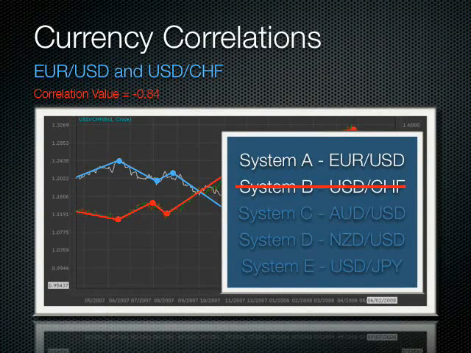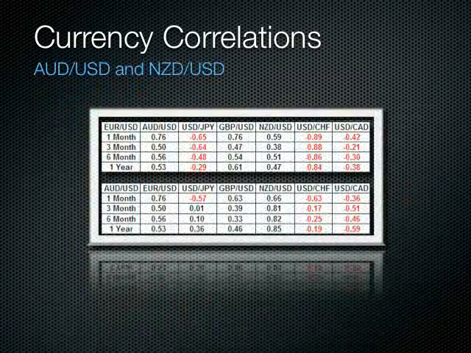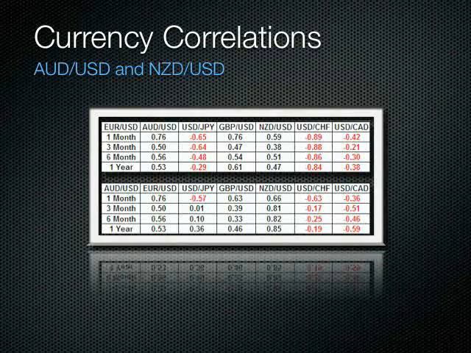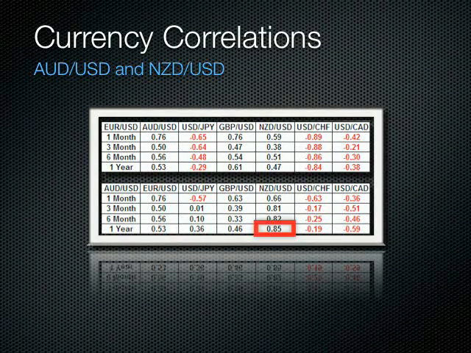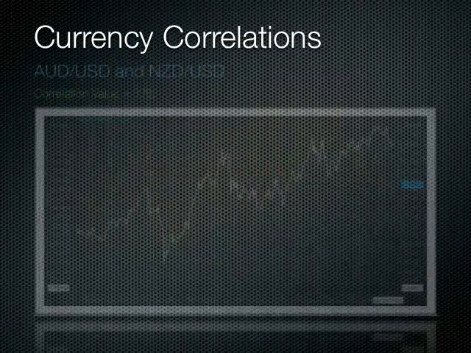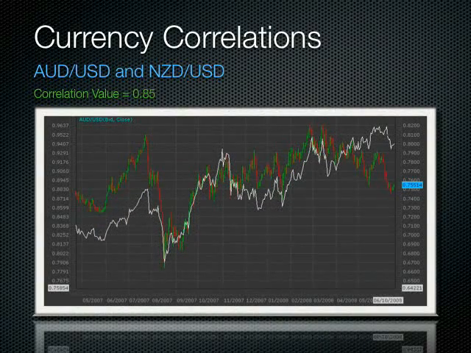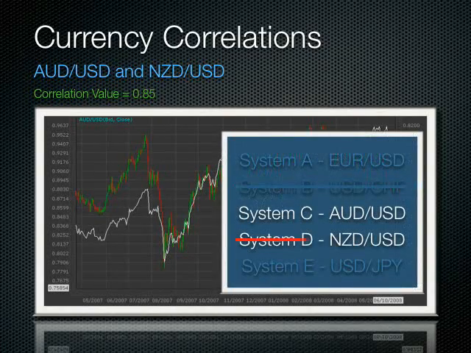Continuing with this idea, we will take a look at a second set of pairs from our example, the Kiwi dollar and the Aussie dollar. For the past 12 months, the currency correlation value for these two pairs has been 0.85. This value is close to 1, which represents a strong correlation. So we will only use one of these two pairs, the Aussie dollar.